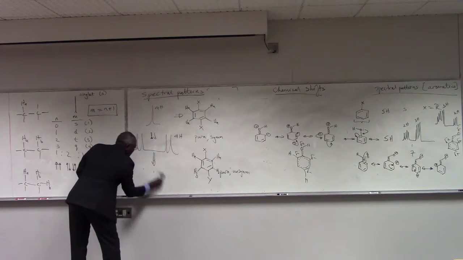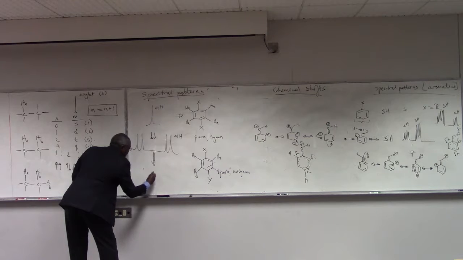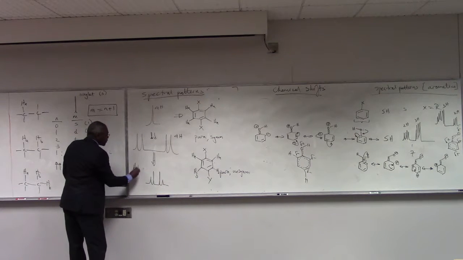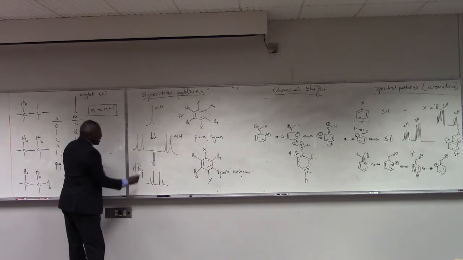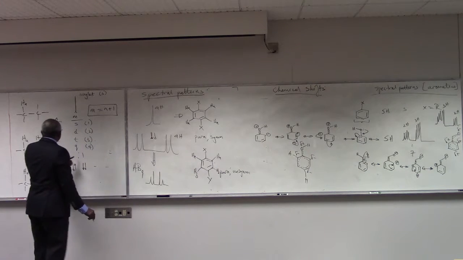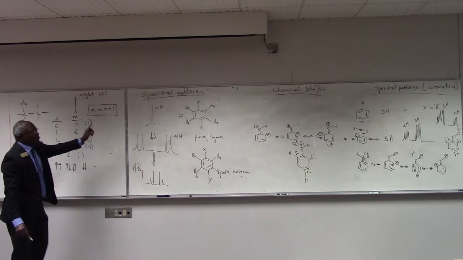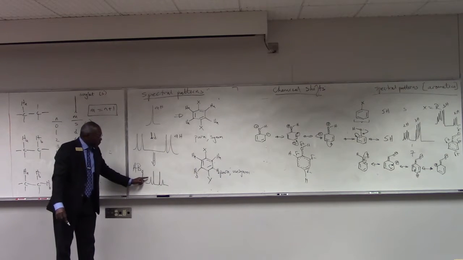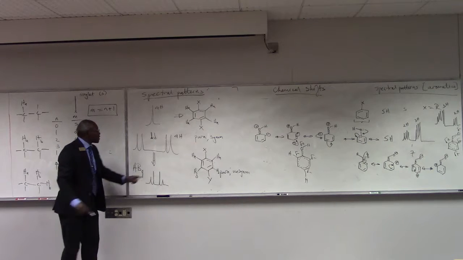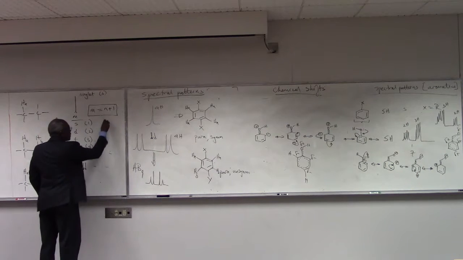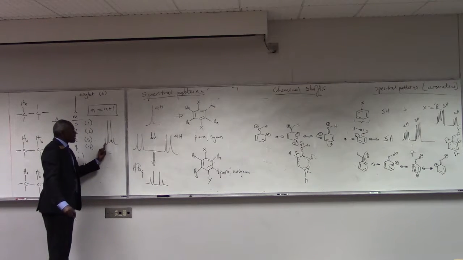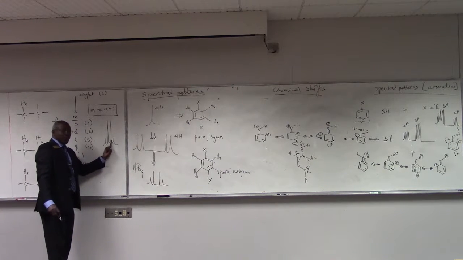That's not a great diagram. I get a signal that looks like this. This is often referred to as an A-B quartet. It's not the normal quartet, which is 1 to 3 to 3 to 1. And there's also a space here. So it's not 1 to 3 to 3 to 1, which is the way a normal quartet looks. Right? And no significant space between them.